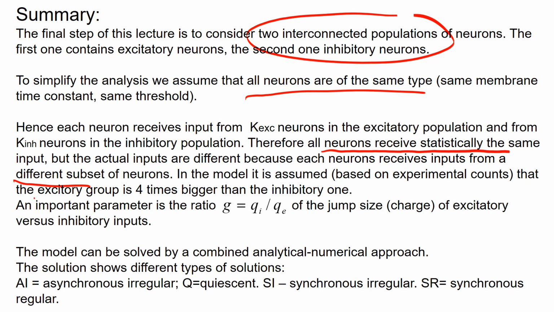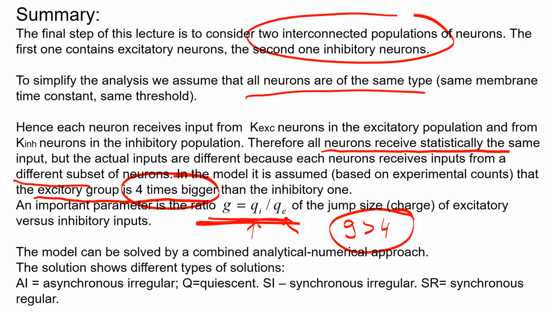In the model, it was assumed that the excitatory group is 4 times bigger than the inhibitory one. And then important parameters, then this ratio of how much charge is given by excitatory or by inhibitory inputs. And if this ratio is larger than 4, then overall inhibition dominates. The excitatory group is 4 times bigger, but inhibition is overall still the dominating factor. And this is the regime where we saw asynchronous irregular firing.